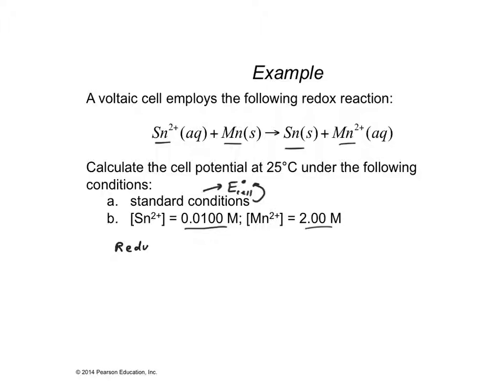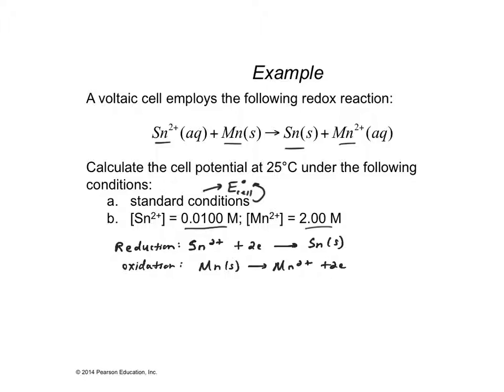So we've got reduction. Who is that? Sn 2+ going to Sn solid. How many electrons does it gain? 2 electrons to make Sn solid. And then the oxidation, who is that? We've got manganese solid going to Mn 2+ plus 2 electrons.